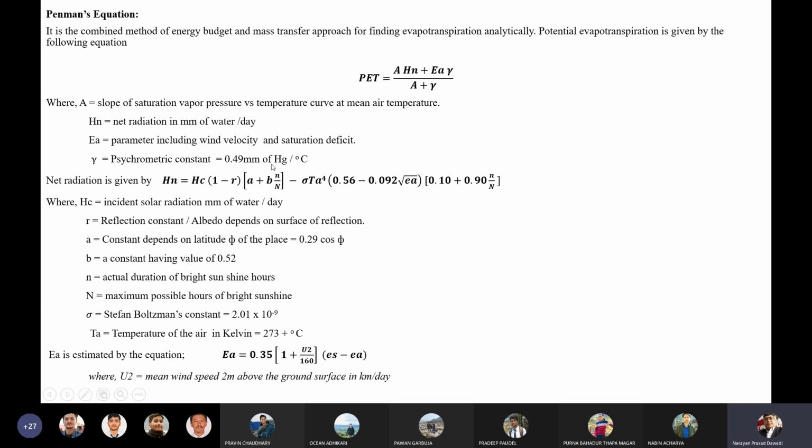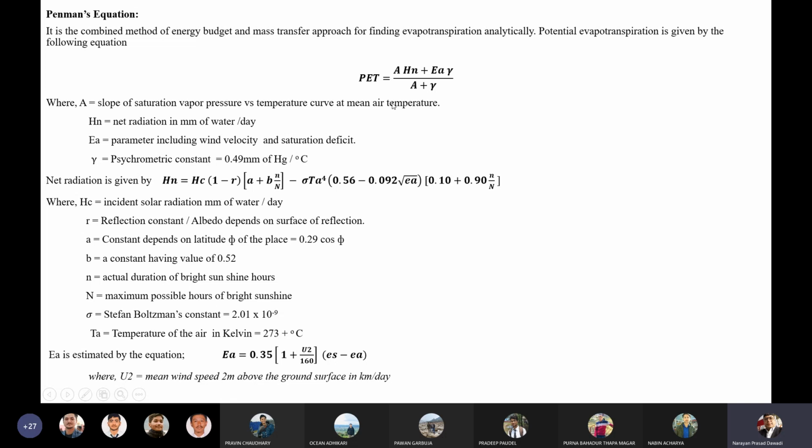This is the equation. If you do some problems regarding Penman's equation, then this equation can be remembered easily. Although the equation is long, it can be remembered easily if you do some numerical problems of Penman's equation using it, and it becomes familiar to you. Okay, now E_a is estimated by this formula.